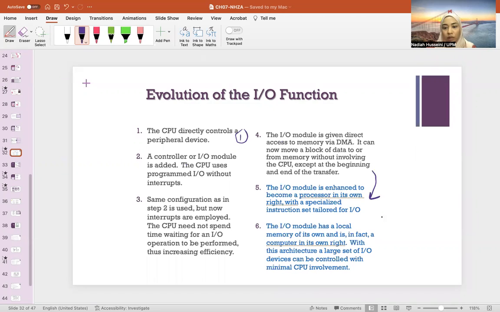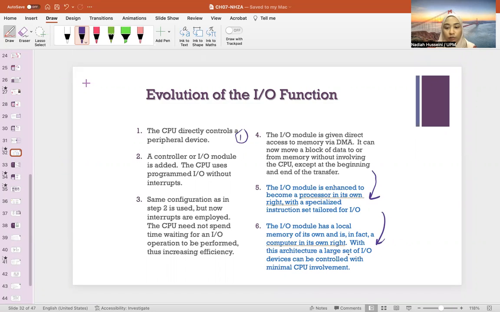So the coming ones are the IO module is enhanced to become a processor in its own right. Previously, the DMA acts like a processor, but now we are giving control to the IO to act like a processor in its own right, with a specialized instruction set tailored for the IO. And then the most advanced one in this book that we discussed is the IO module has a local memory of its own and in fact a computer in its own right.